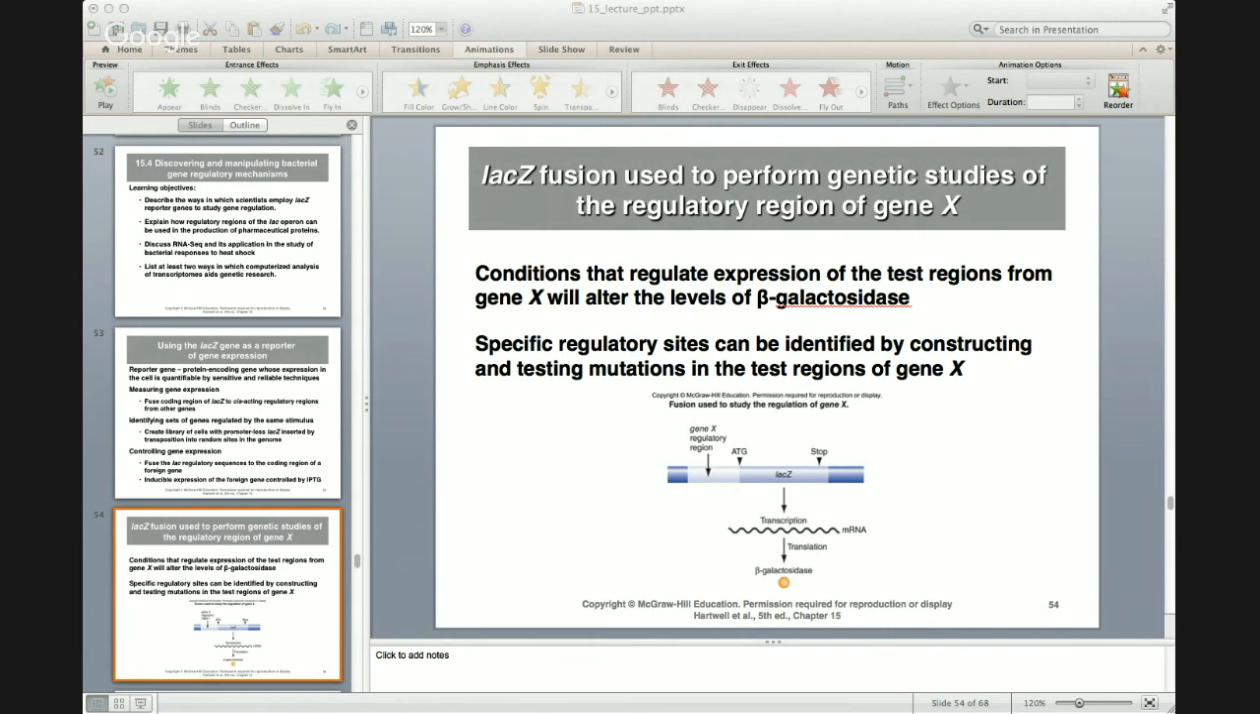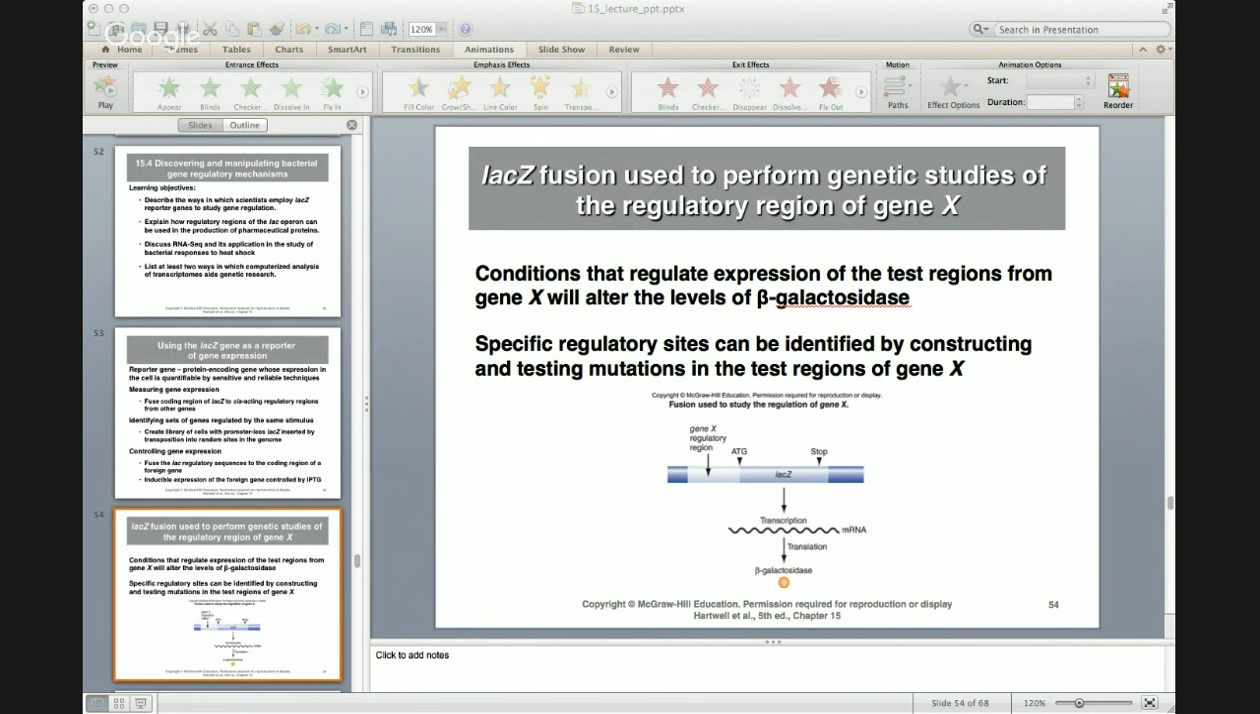Okay, so that promoter could be from a eukaryotic cell. It could be from a eukaryotic gene. You could take that promoter, put it upstream of the lacZ, and then see what factors will turn that promoter on or off. And you could measure that by looking at the blue product that is produced when beta-galactosidase is present.